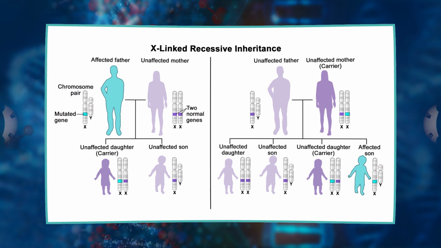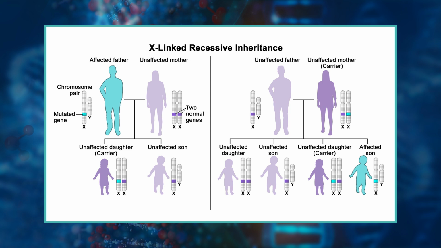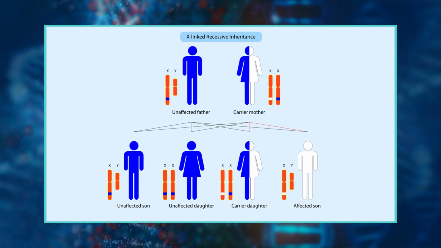For example, of X-linked recessive inheritance, consider parents in which the mother is an unaffected carrier and the father is normal. None of the daughters would have the disease because they receive a normal gene from their father. However, they have a 50% chance of receiving the disease gene from their mother and becoming a carrier. In contrast, 50% of the sons would be affected.